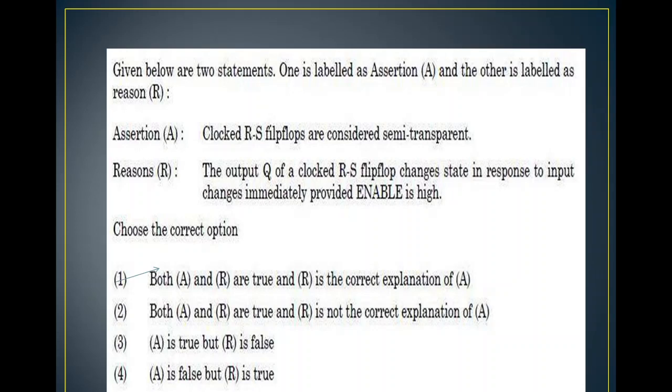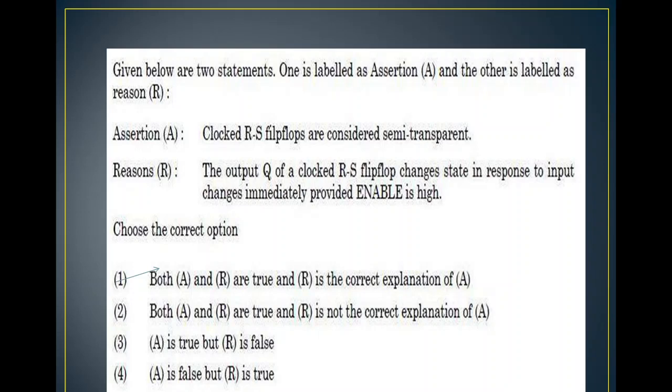Next, assertion A: clocked SR flip-flops are considered semi-transparent. Reason R: the output of a clocked SR flip-flop changes state in response to input changes immediately, provided enable is high. Option first, A and R are true and R is the correct explanation of A. Option second, both A and R are true and R is not the correct explanation of A.